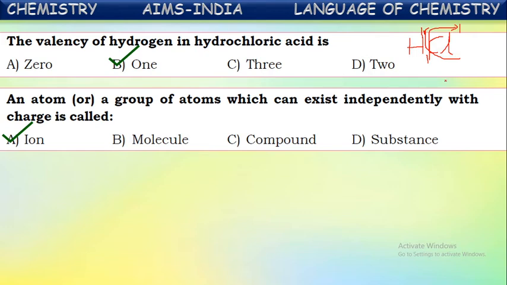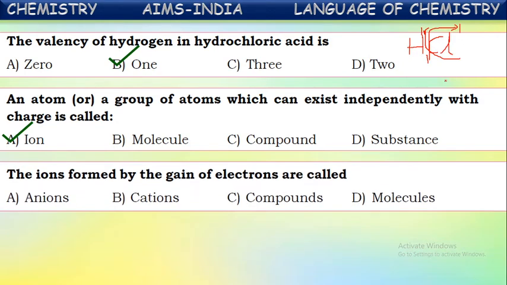For example, if you say sodium plus ion, Na plus, Na plus is a sodium ion. So the charged particles are formed either by gaining electrons or by losing electrons. These charged particles formed by the atoms or group of atoms are called ions or radicals.